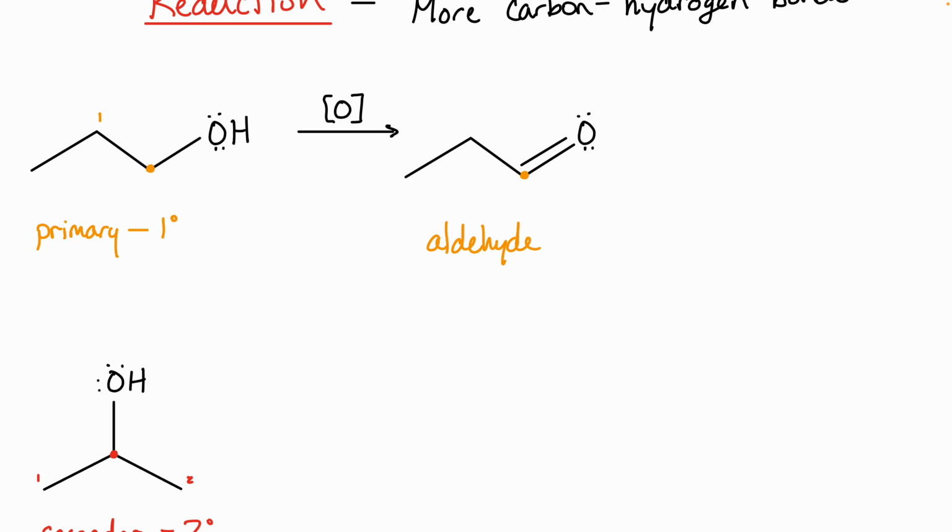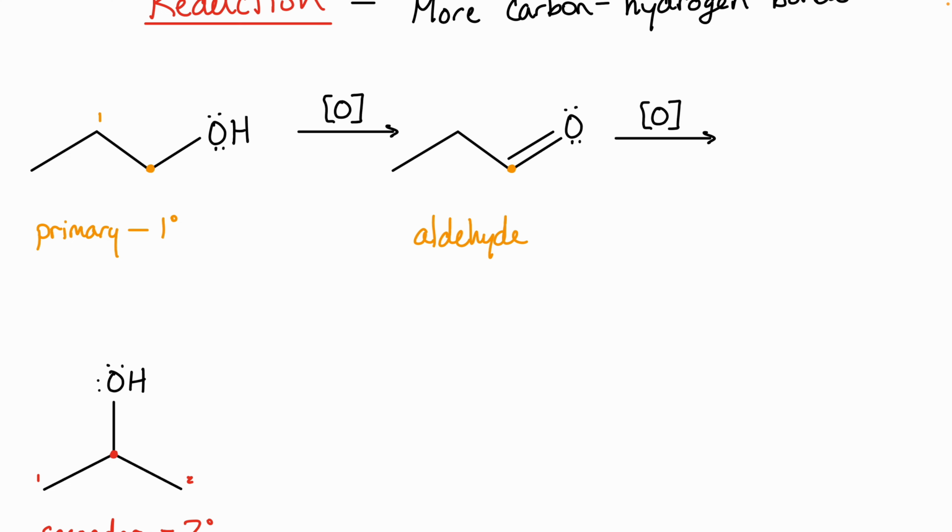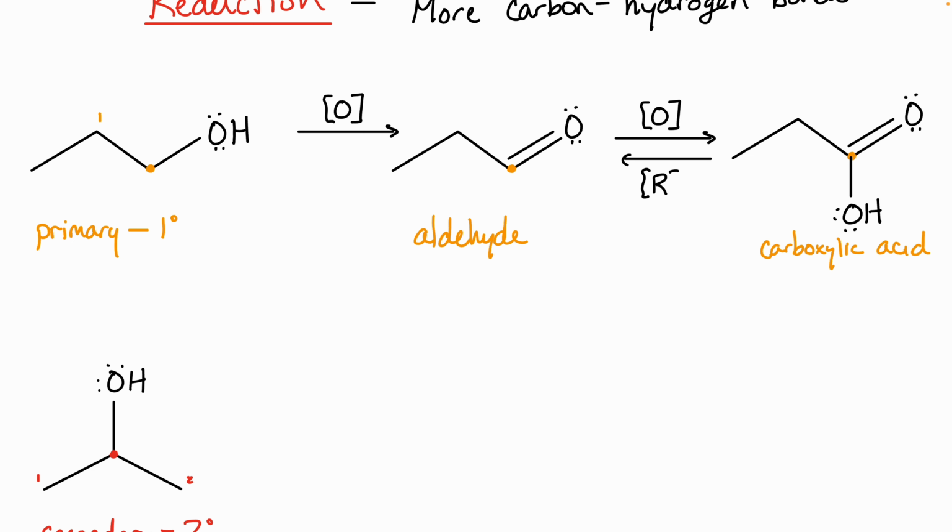But aldehydes, we could keep going here. We could continue to oxidize that carbon even more, giving it its maximum number of carbon-oxygen bonds, replacing that last hydrogen with an oxygen, creating what functional group? Carboxylic acid. So primary alcohols can be oxidized to aldehydes, which can be further oxidized to carboxylic acids. And then reduction is just going the exact opposite way. So we could reduce a carboxylic acid into an aldehyde. So for reduction, I'm going to put R brackets. And we can reduce an aldehyde into an alcohol.